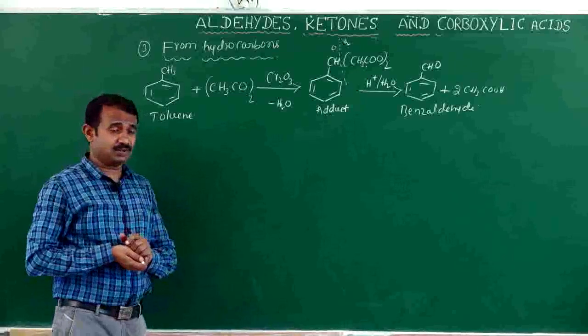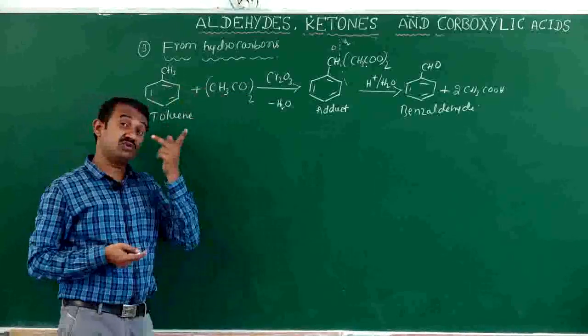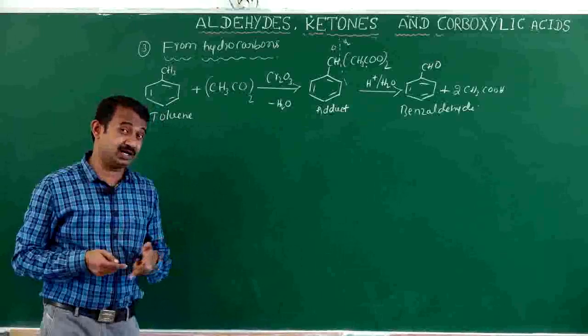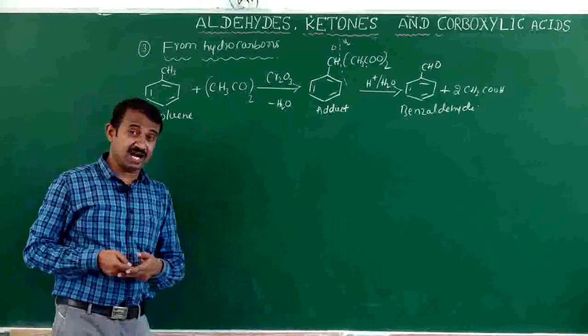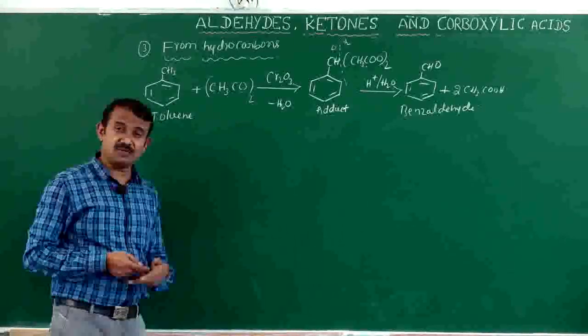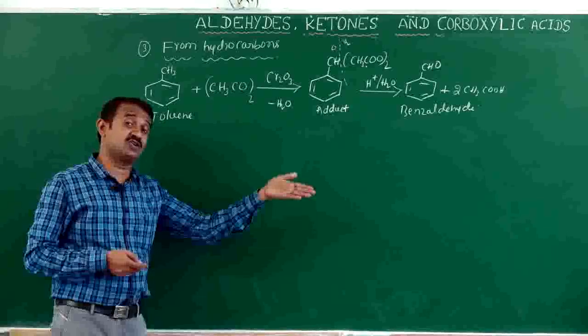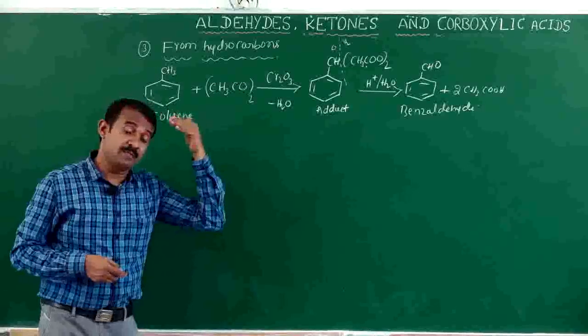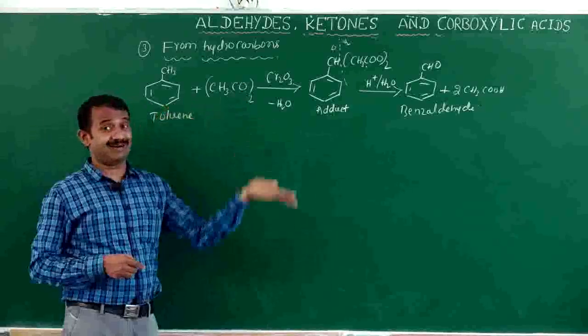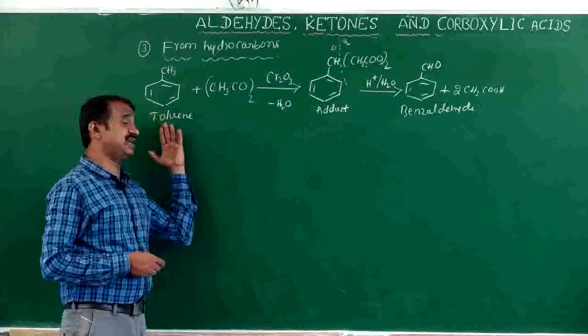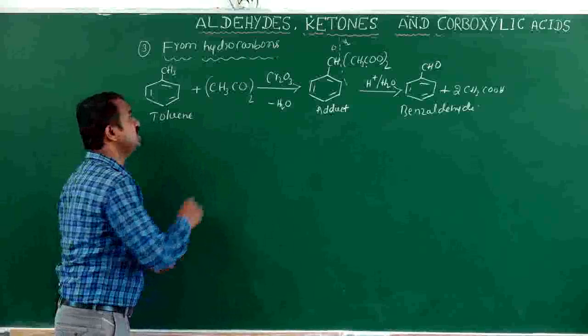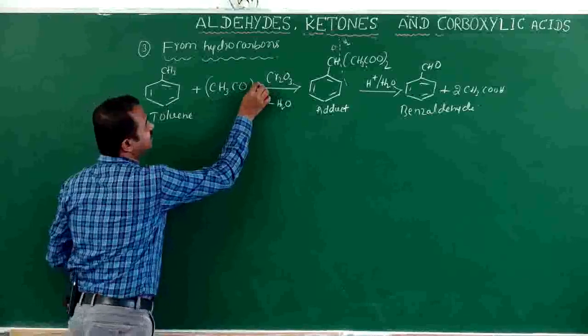In the previous preparation, toluene reacts with chromyl chloride in presence of carbon disulfide to form a chromium adduct, which undergoes acid hydrolysis to form benzaldehyde. This reaction is called Etard reaction. Here also we have taken toluene, but we are using acetic anhydride.